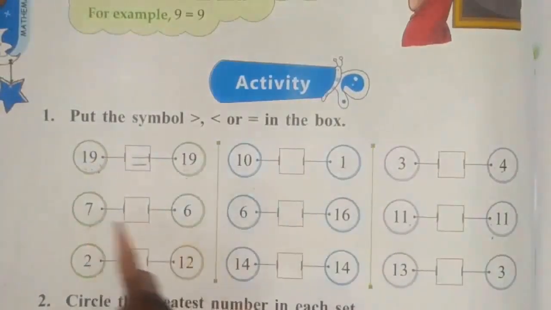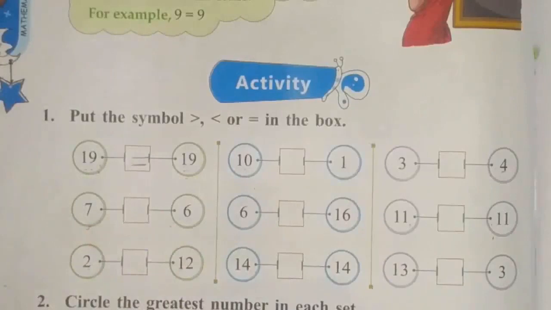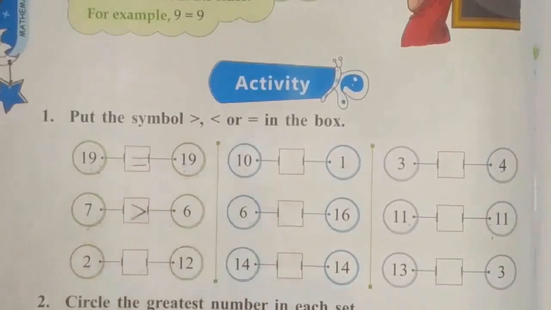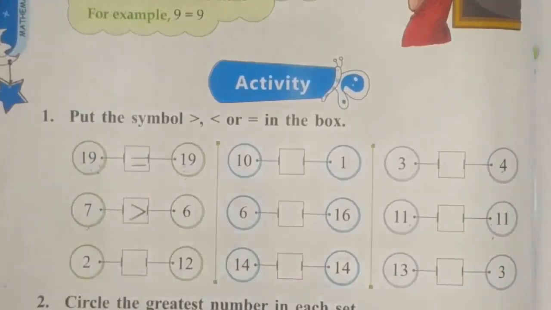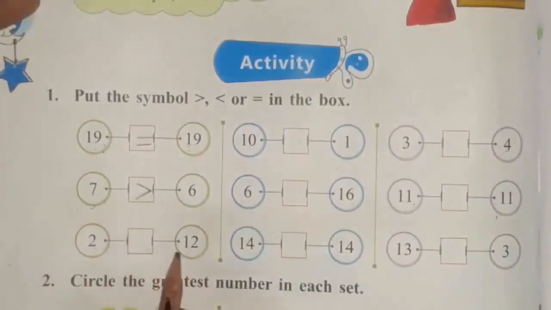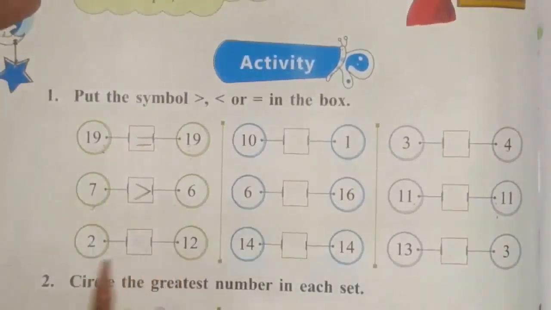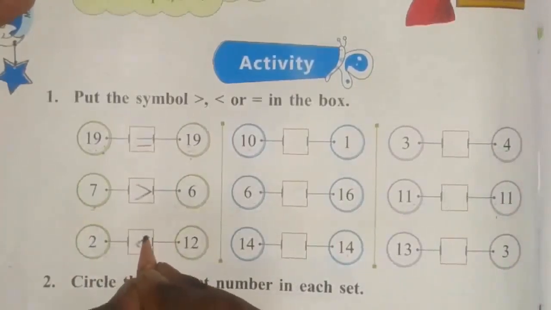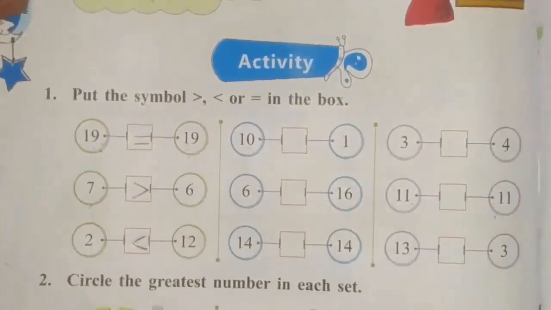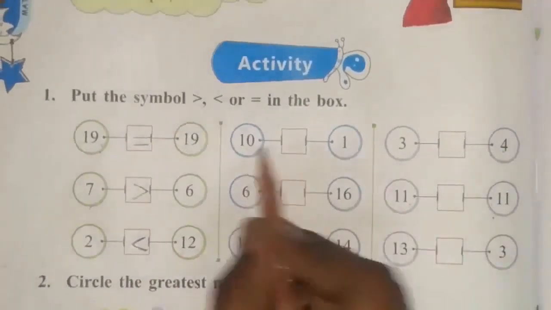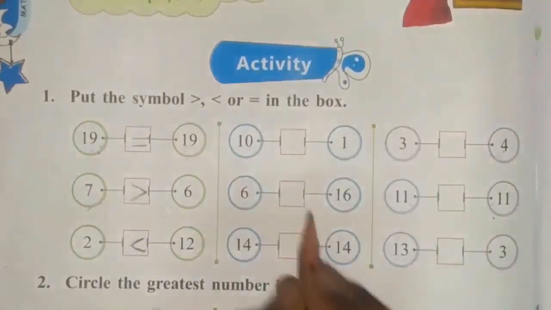Next, 7 and 6. So tell me which number is greater? Yes, 7 is greater. So we will put a symbol of greater than, open mouth sign. 2 and 12. Among both numbers, which number is greater? Yes, 12 is greater. So we shall put a symbol of greater than towards the 12, open mouth symbol. 10 and 1. Which is greater? 10.